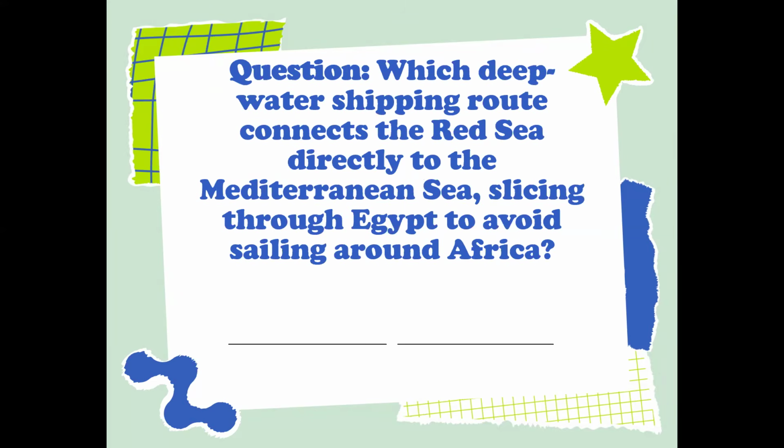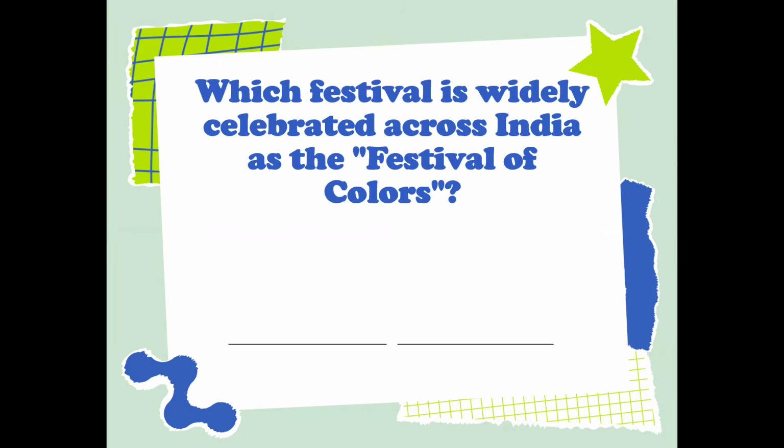Next. Which deep water shipping route connects the Red Sea directly to the Mediterranean Sea, slicing through Egypt to avoid sailing around Africa? The answer is Suez. Next. Which festival is widely celebrated across India as the Festival of Colors? Holi. Holi. कब है होली? अब इतना आसान तो आना ही चाहिए.